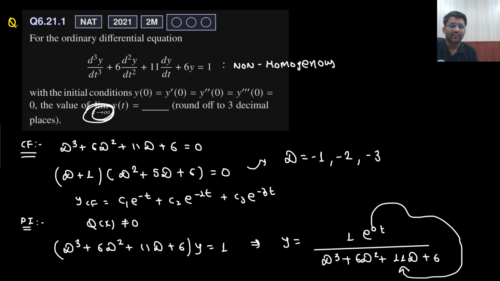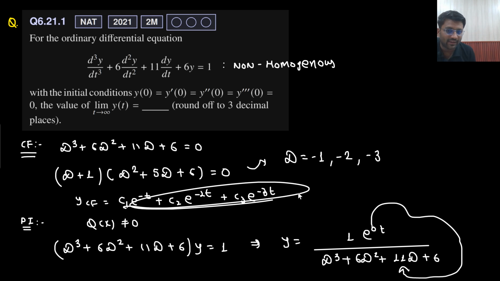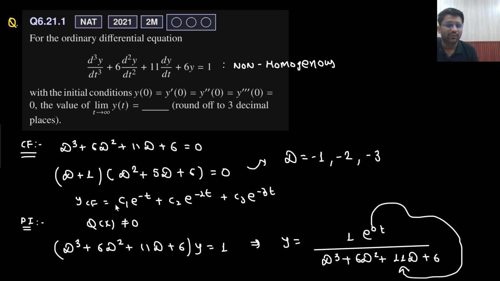If they are asking the value at t equals to infinity, that means the terms have to die down at infinity. What is the meaning of dying down? It means at t equals to infinity, they should be 0. Because if they are not becoming 0, let's say if it was e to the power 3t, then at t equals to infinity it will throw an infinite value, and then my answer will be infinity. In an integer type question, the answer infinity is not possible. So that means they will have to die down. So I don't even care about these terms.